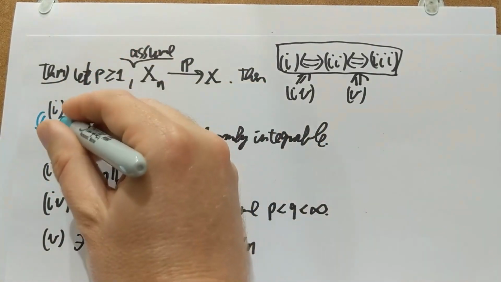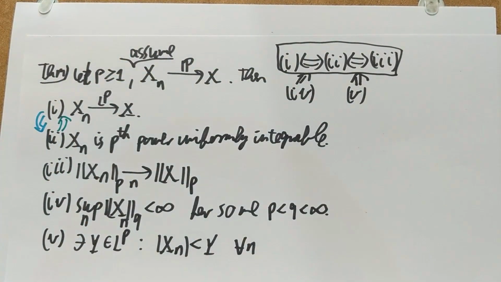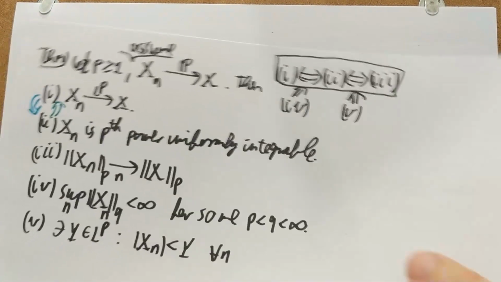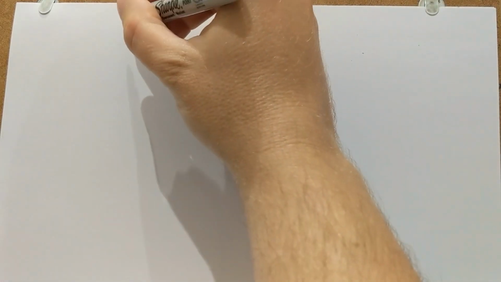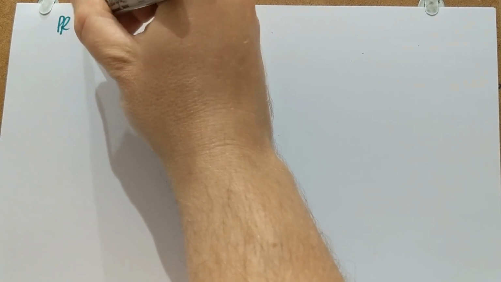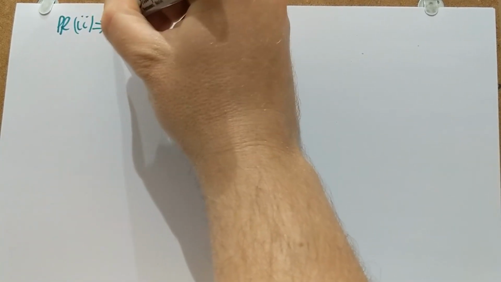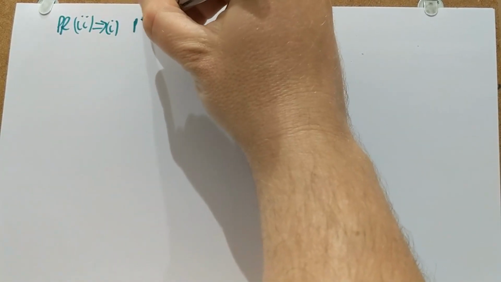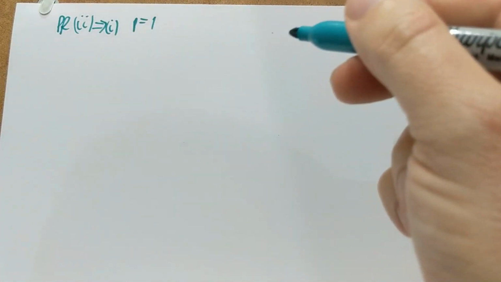Okay, so I'm going to do this now. 2 implies 1. So we are assuming uniform integrability and we want to show LP convergence, and we're also assuming, of course, convergence in probability. So I'm going to start proving 2 implies 1. Again I'm going to do things for p equals 1 for simplicity, and I'm going to start with the cutoff function.